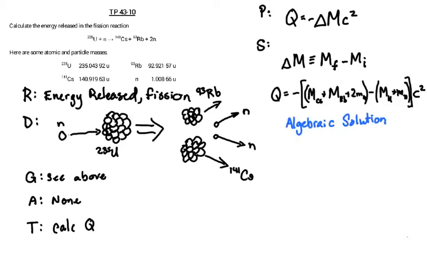Alright, here is our algebraic solution. We have our final masses added up from the right hand side of the nuclear reaction minus the initial masses from the left hand side of the nuclear reaction. And then we have our shared constant, c squared. And now from this point we can actually put in the masses for our individual atomic masses or particle masses.